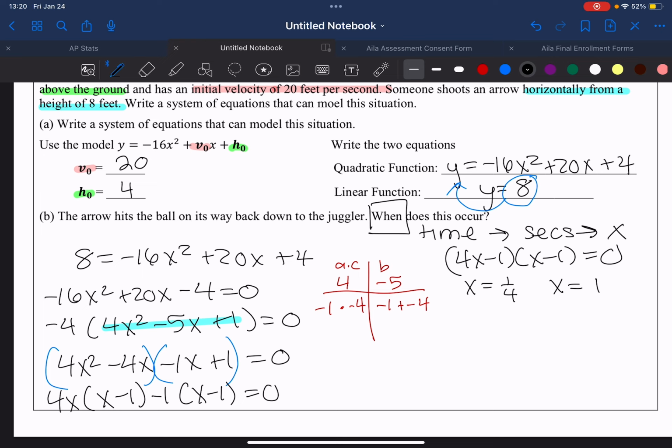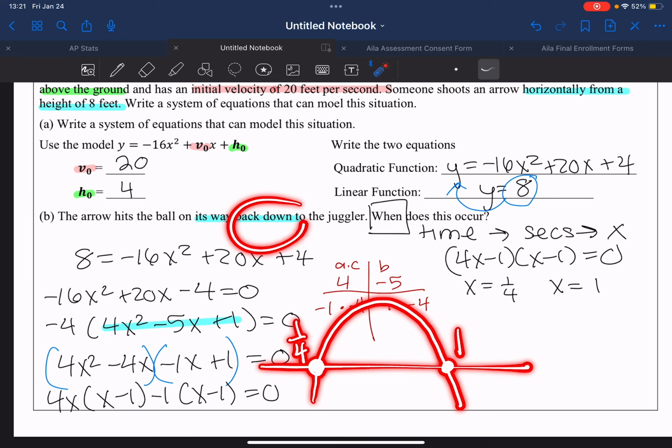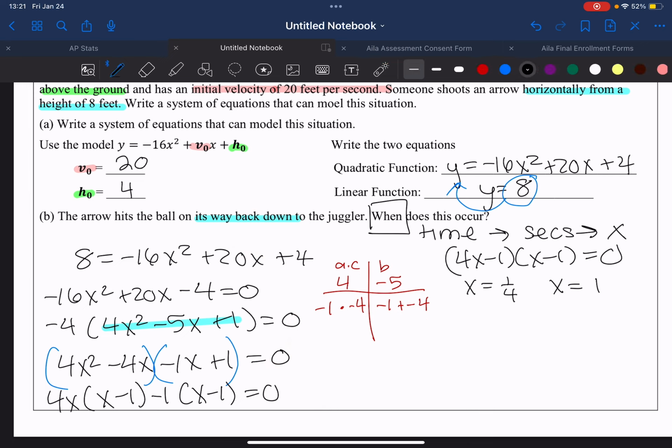Now, this is where it's important to go back to the problem. The problem says the arrow hits the ball on its way back down. When does this occur? So if this is our graph, right? So here's the juggler, tosses the balls up, and the balls are going to come back down. And then an arrow is going to go horizontally through this. That means the arrow is going to hit it twice. It's going to hit the ball on the way back up, so at 1/4 of a second, and then it's going to hit the ball on the way back down at 1 second. Since it only wants on the way back down, we're only going to pay attention to the 1, so our answer is going to be 1 second.